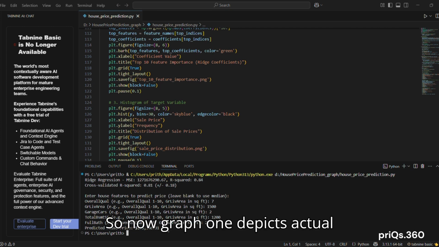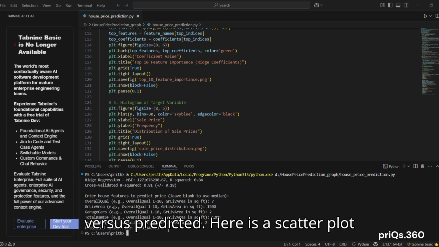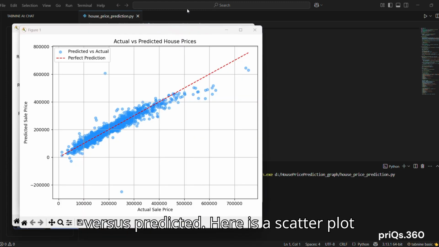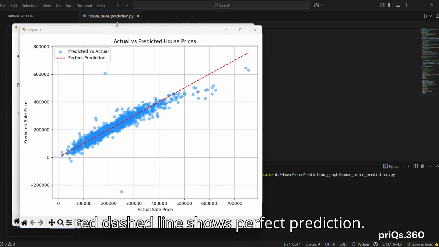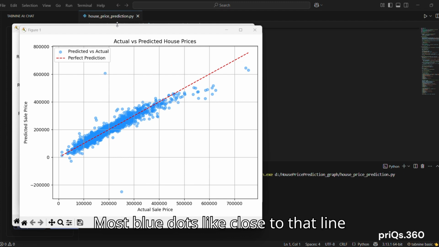So now graph 1 depicts actual versus predicted. Here is a scatter plot of actual versus predicted prices. The red dashed line shows perfect prediction. Most blue dots lie close to that line, and an R-square of 0.84 confirms a strong fit.